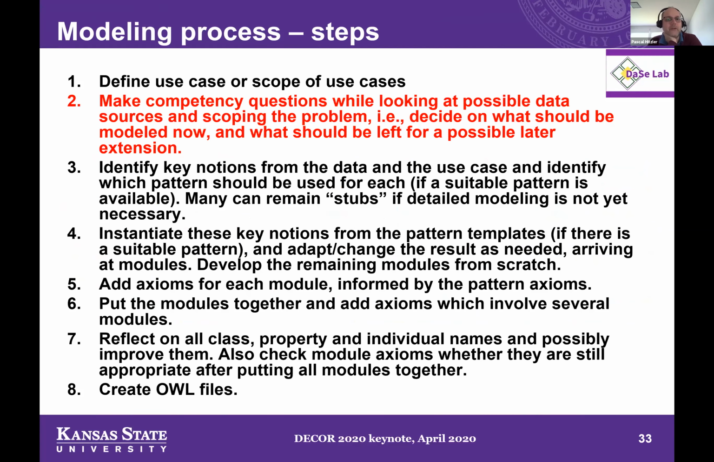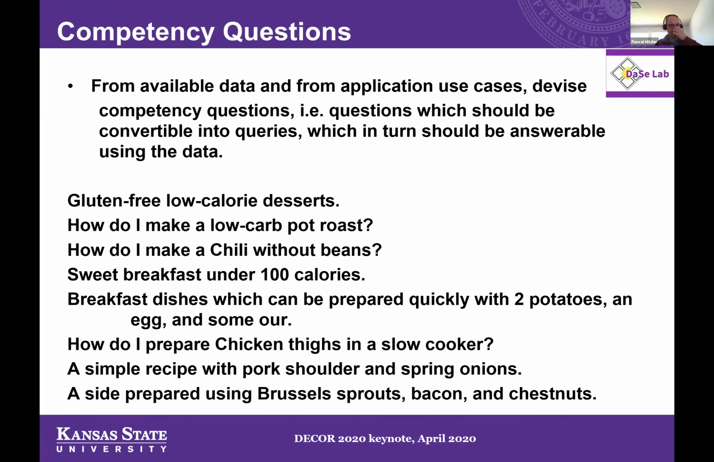Part 2 now. So now we have defined the use case. Now what we do is we find or make competency questions. Ideally, you ask users, what would you like to have searchable on such a hub? And of course, you also look at possible data sources. You try to scope the problem, like what do you want to model now? What do you want to do later? Let me give you an example for competency questions. So for example, how do I make a low-carb pot roast?